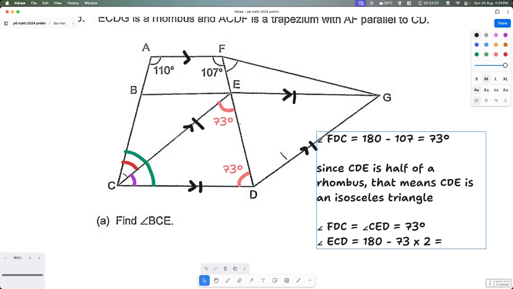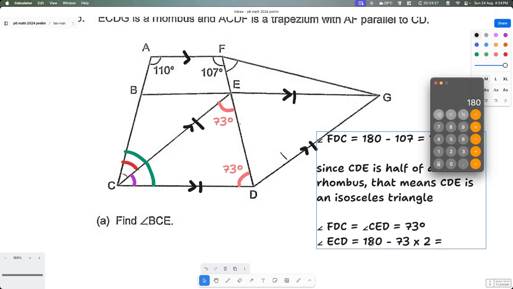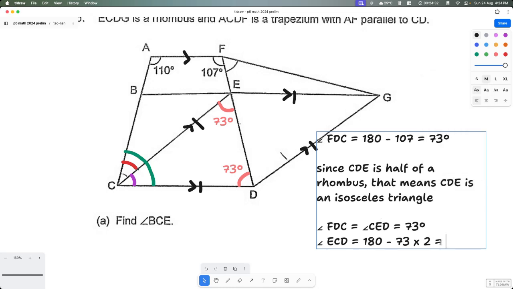Okay, and let's use the calculator. 180 minus 73 times 2, which is 34 degrees. So now we know that this purple angle is 34 degrees. We put purple. Let's get the green angle over here, which is angle ACD. So angle ACD is equal to 180 minus 110. Okay, and this gives us 70 degrees.